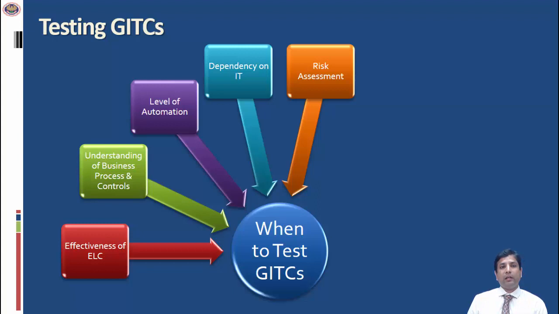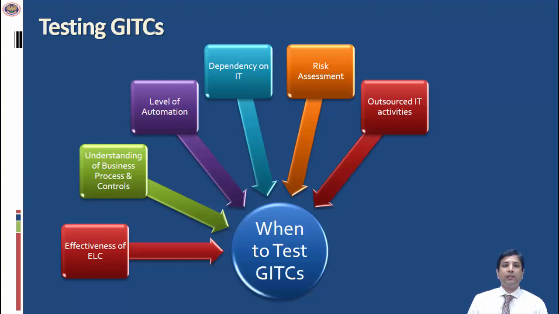However, on the contrary, if we believe that the risk assessment performed for the business or the process or the controls tends to be on low risk, if the IT is not that critical for our audit and there are only controls which are medium to low risk, then it is likely we may want to test general IT controls towards the later part of the audit.